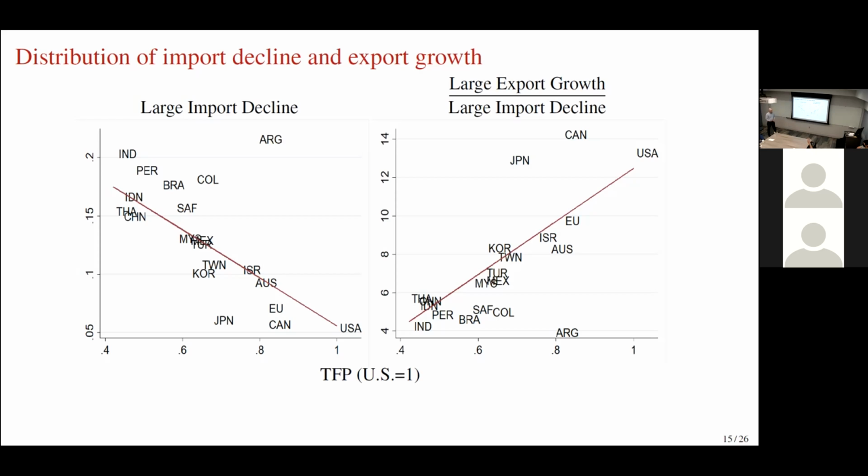Yeah. So Pete, just to read this, the vertical axis of the left one means there was a large import decline, meaning for our, I don't know, that's India, I guess.